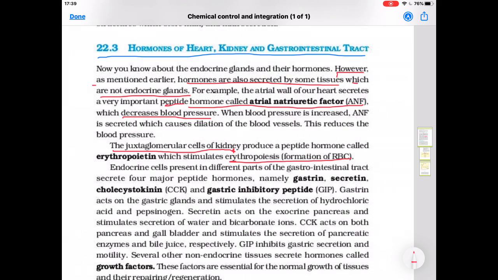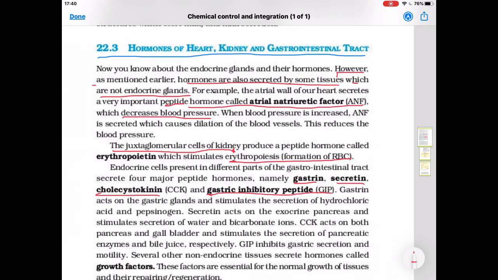Endocrine cells present in different parts of the gastrointestinal tract secrete four major peptide hormones, namely gastrin, secretin, cholecystokinin, and gastric inhibitory peptide. Learn the four names. So, the function of gastrin is it acts on the gastric gland and stimulates the secretion of hydrochloric acid and pepsinogen. Pepsinogen is a protein digesting enzyme.